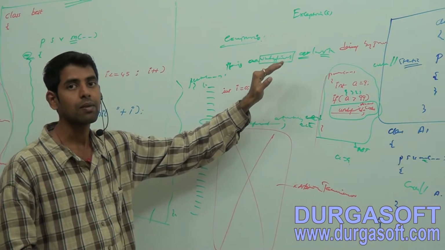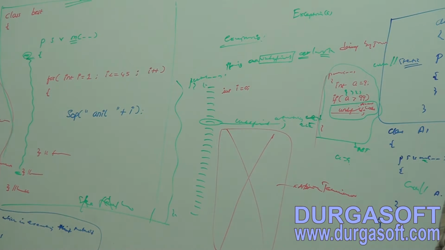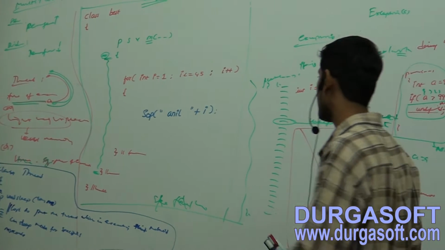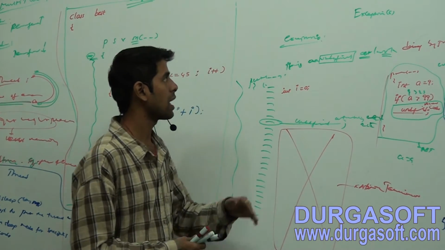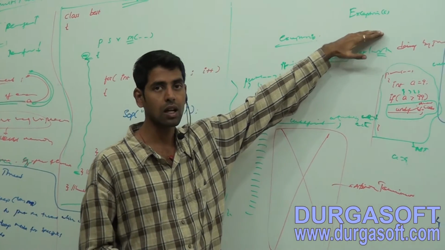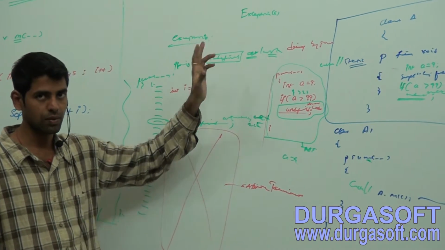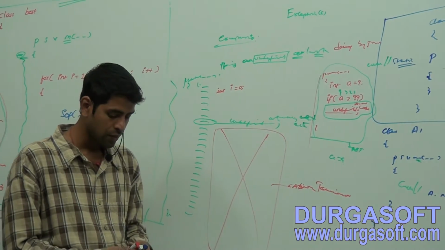What is an exception? It is an undefined activity or work. Now observe here, we have the exception terminology and also the exception class. Don't try to differentiate between these two things.